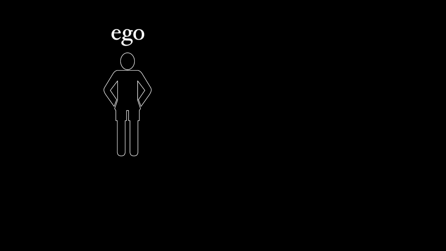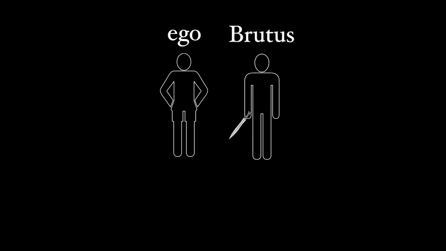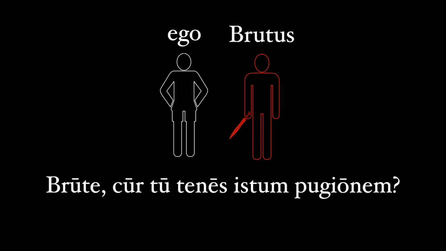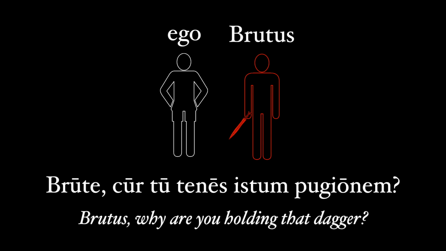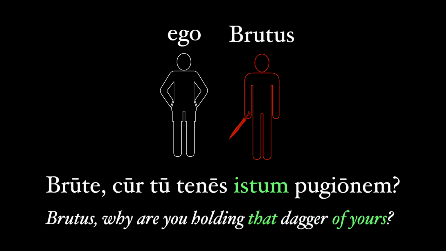Let me explain. I was walking in the forum one day and Brutus came up to me looking very disheveled and distracted, not to mention a little blood-stained. I said to him, Brute, cur tu tenes istum pugionem? Why are you holding that dagger? Istum means that, but it's really more like, why are you holding that dagger of yours? Where the istum refers to a that in relationship to Brutus, the man I'm talking to.